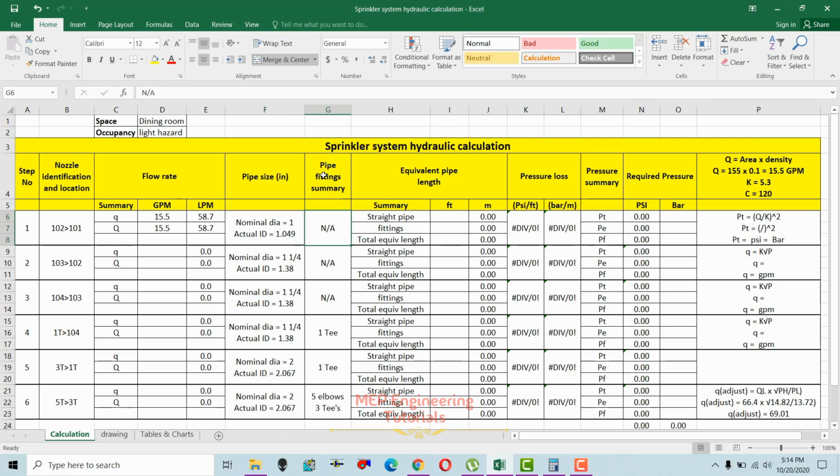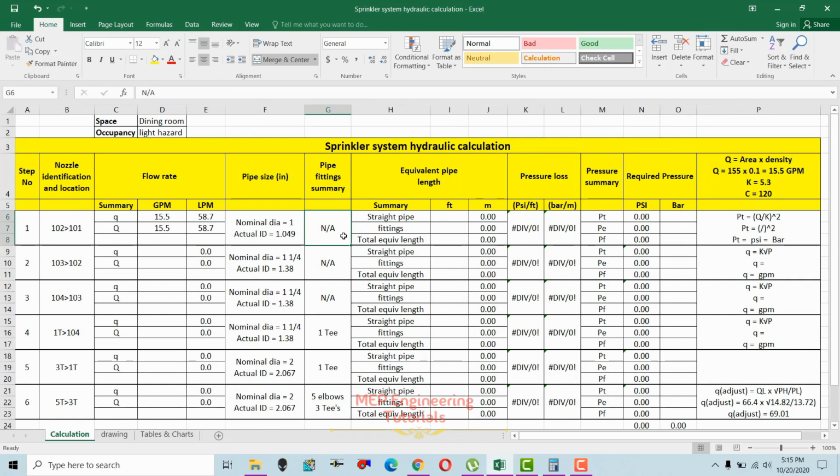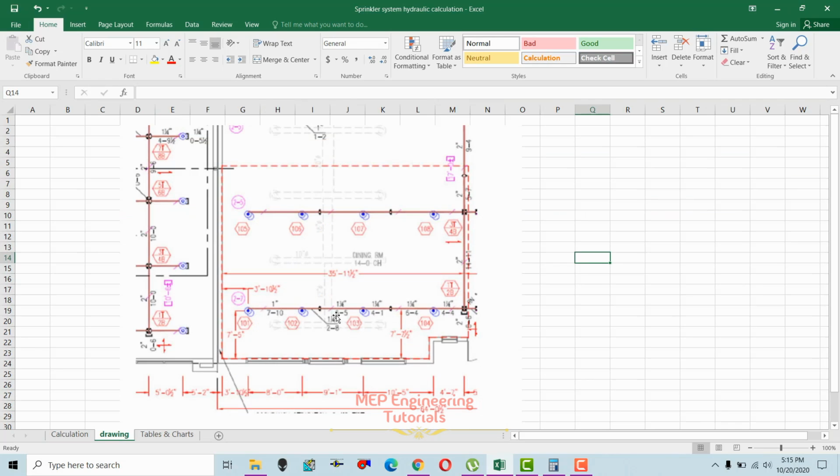So fittings, as you can see, this is a straight pipe. There are no fittings included from 102 to 101, so it's not applicable. Now we have to write the length, the straight pipe length. If you want to check, you can check in here. One thing over here, the distance between the sprinklers on the branch line is not as per NFPA 13 standard. So let me write this as per NFPA 13 standard.